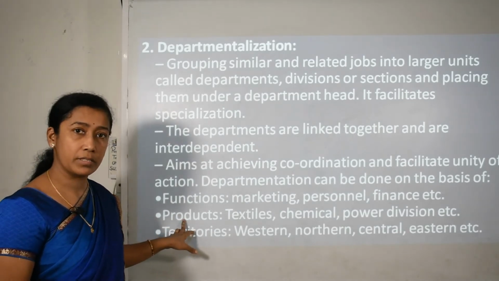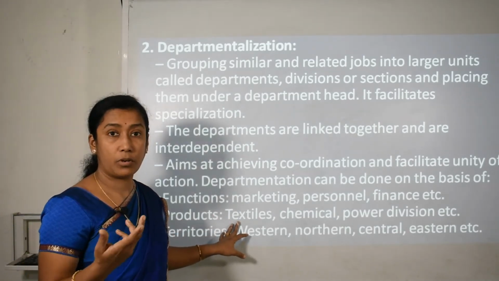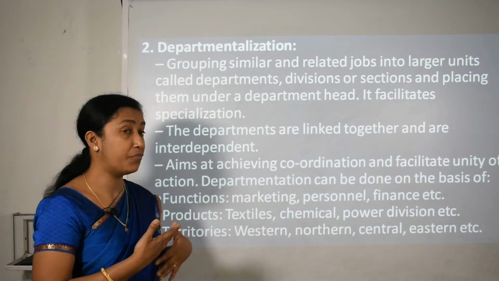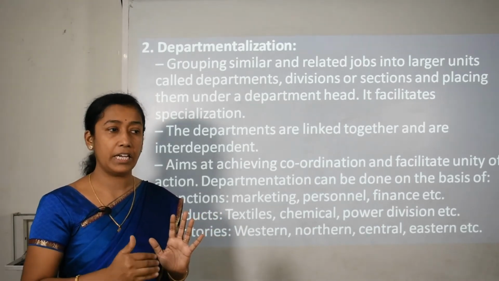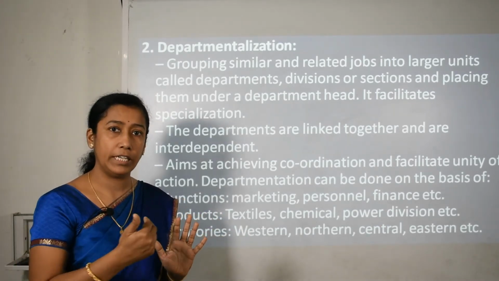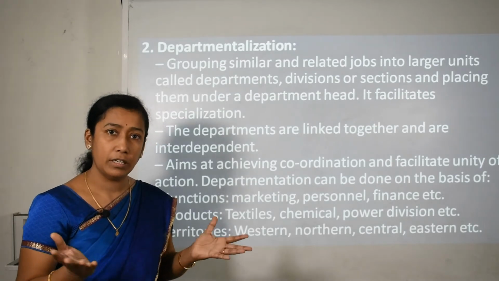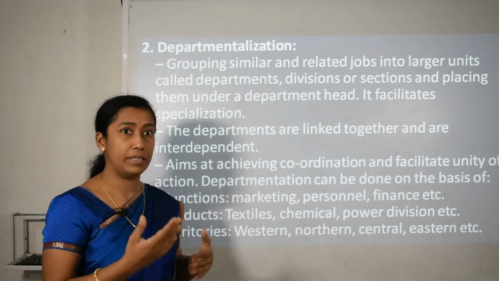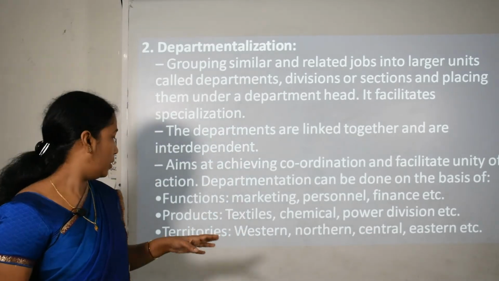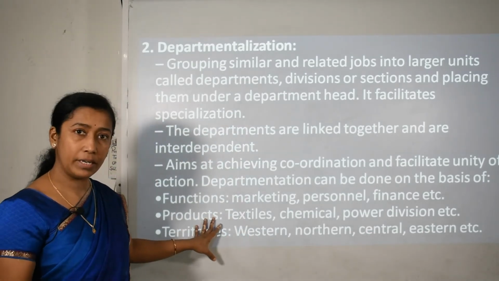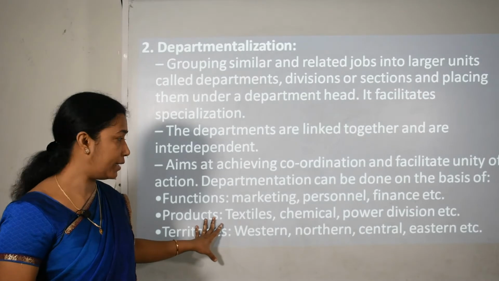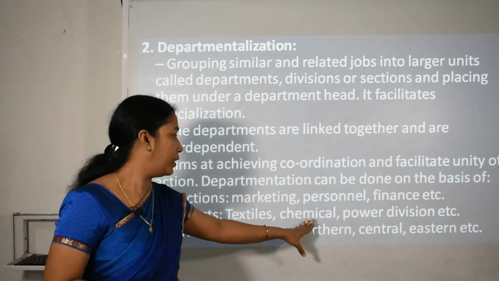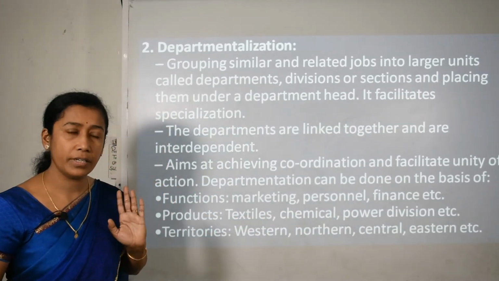Second can be products. It is possible that in one firm they are making different kinds of products. They are engaged in different kinds of business, dealing with different kinds of products. It can be chemical, plastic, textiles and so on. So possibly according to products you can departmentalize them: textile, chemical, power division, etc.